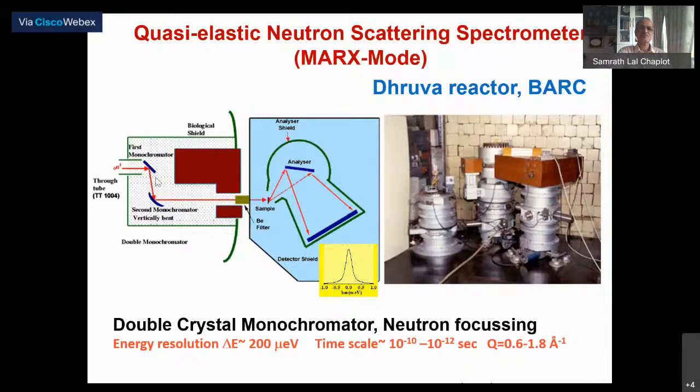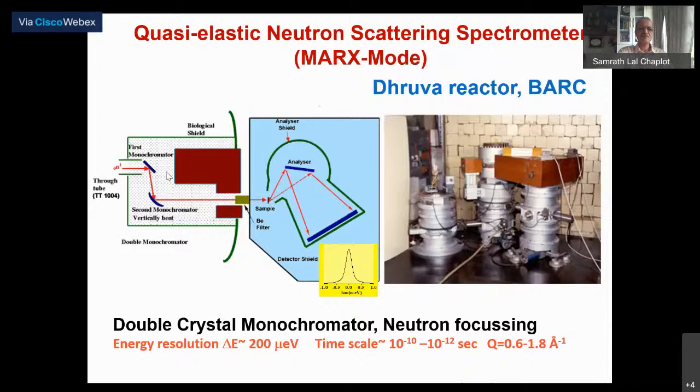So instead of a single monochromator, these are neutrons coming from the reactor, and it falls on one monochromator, then it falls on another monochromator, which is essentially parallel to the first one, and the same material. Both are pyrolytic graphite 002 reflection, and the advantage here is that the outgoing beam is then simply parallel to the incident beam, and even if you change the monochromator angle, the position of the outgoing beam does not change.